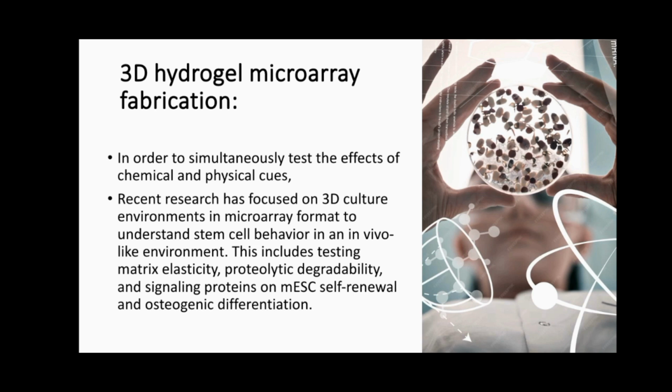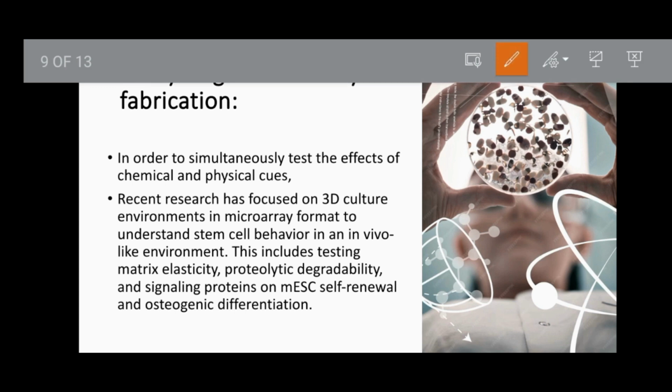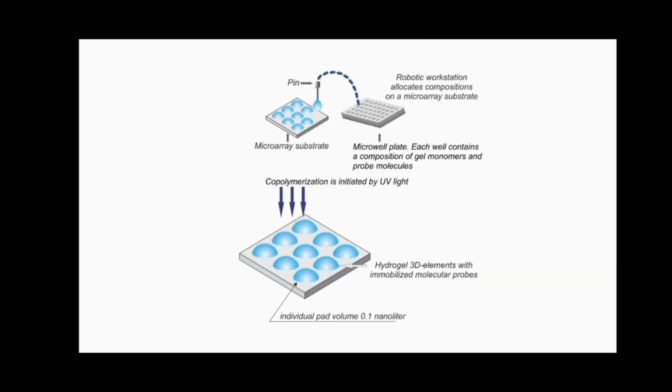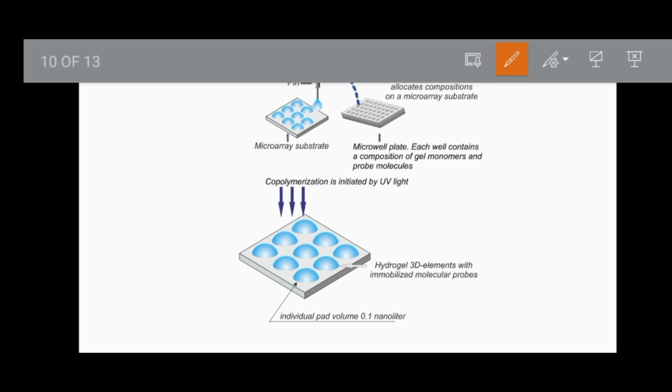Now, in order to simultaneously test the effects of chemical and physical cues, researchers have developed 3D hydrogel microarrays that have three-dimensional culture environments to understand stem cell behavior in vivo environment. If I'm saying in vivo environment, then it means it's environment that resembles somewhat like the inside of the organism's body. Now, the figure here shows fabrication of 3D hydrogel microarrays. It illustrates how a robotic workstation allocates composition on a microarray substrate. That's a robotic workstation and that's a microarray substrate.